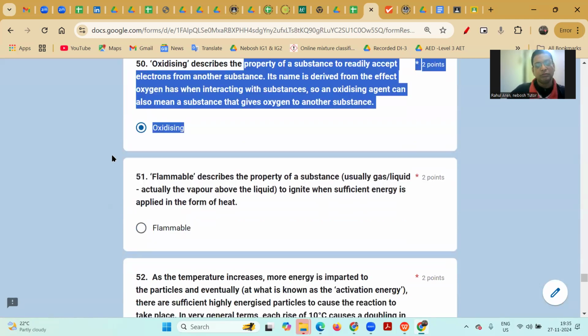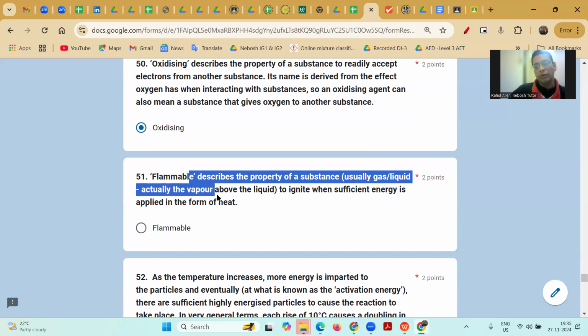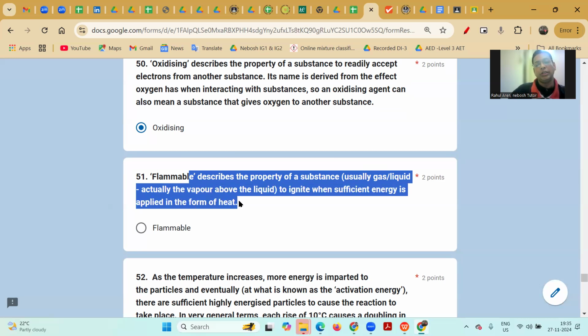Then question number 51 we see. Flammable describes the property of a substance, usually a gas or liquid, actually the vapor above the liquid level, to ignite when sufficient energy is applied in the form of heat. So there is a flammable part will be there.